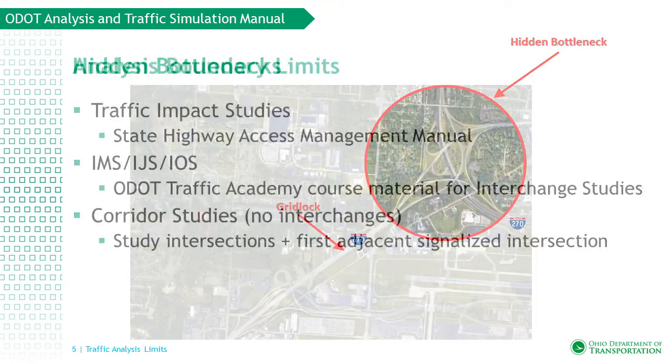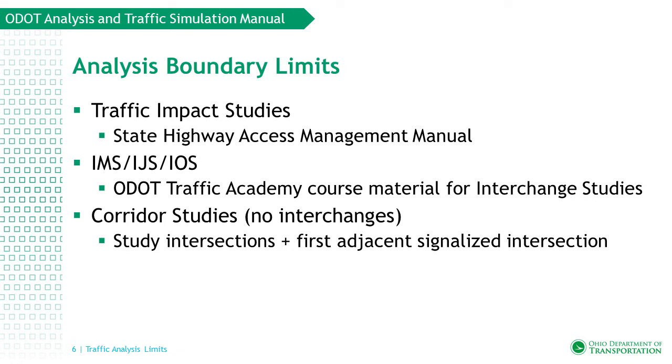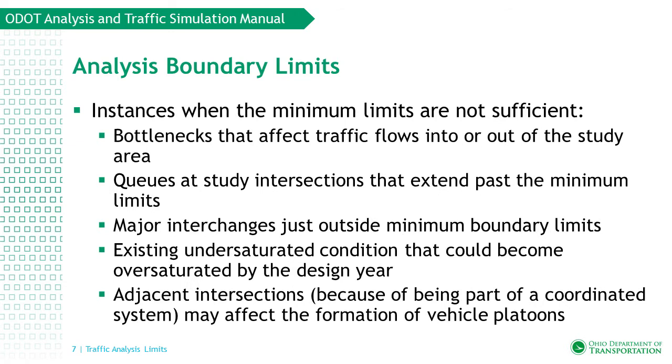The minimum study boundary for analysis performed in urban areas is stated in the State Highway Access Management Manual, also known as the SHAM, for traffic impact studies, and the Traffic Academy training material for interchange studies, interchange justification studies, interchange modification studies, and interchange operations studies. Analysis boundaries for corridor studies that do not include an interchange will include at least the first adjacent signalized intersection on either side of the study intersections. There are several instances when the spatial boundary expands past the minimum limits.